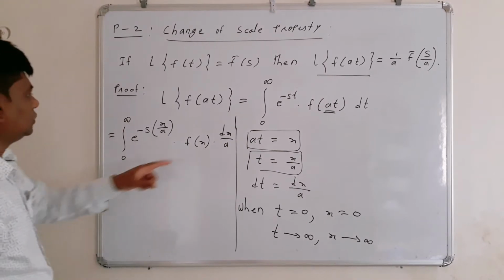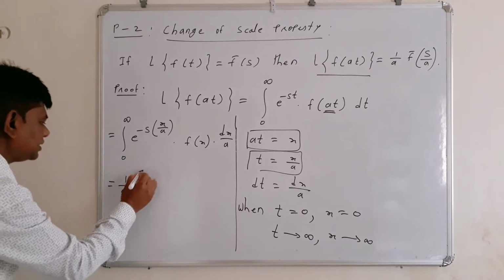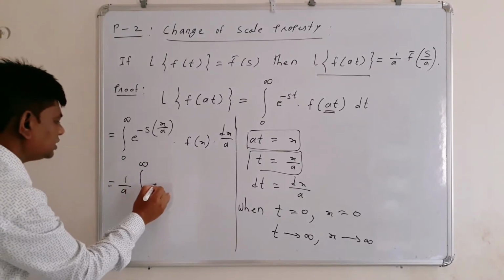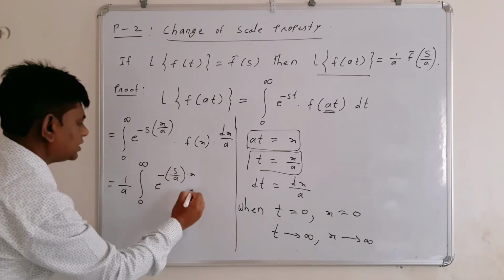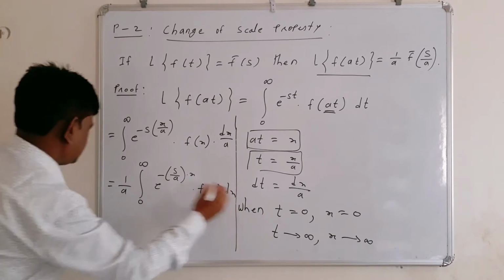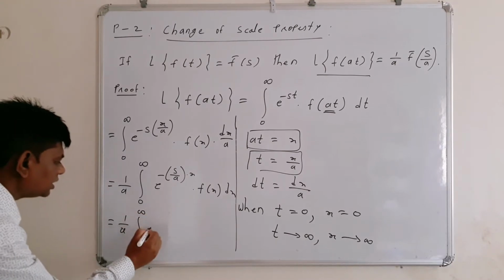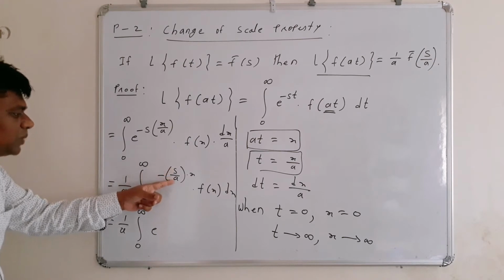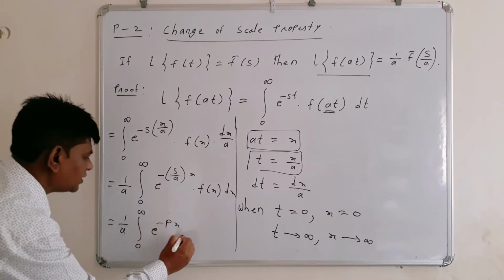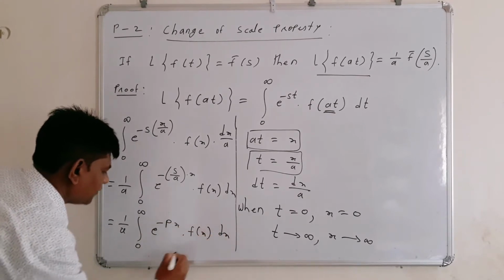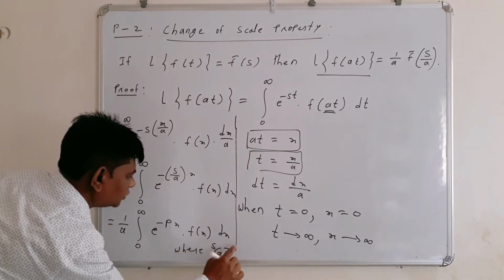This is equal to 1 upon a, the constant, taken outside the integration: 1 by a integration 0 to infinity e to the power minus s by a times x into f(x) dx. Now let us denote s by a as p, so we get e to the power minus p times x into f(x) dx, where s by a is equal to p.